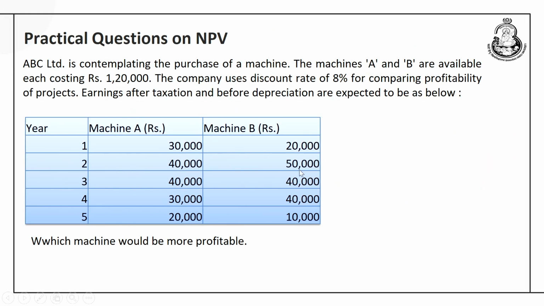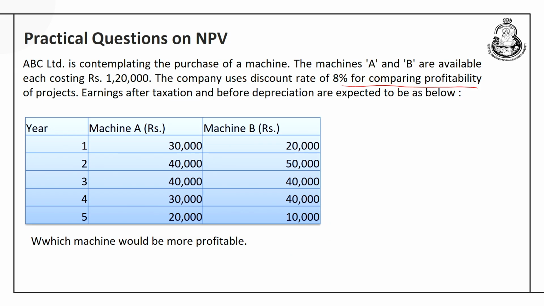Let us look at the practical questions on the net present value. Here ABC Limited is contemplating the purchase of a machine, machine A or B, available at a price of rupees 1,20,000. That means the cost of machine is 1,20,000. The company is using a discount rate of 8% for the project, and the earnings after taxation and before depreciation are expected to be as follows. Machine A is giving 30,000, 40,000, 40,000, 30,000 and 20,000 in 5 years, whereas machine B is generating 20,000, 50,000, 40,000, 40,000 and 10,000 over the next 5 years.